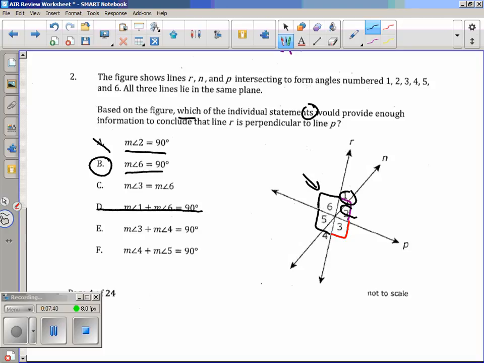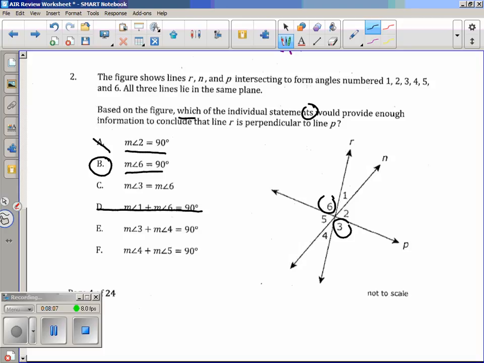Angle 3 equaling angle 6. So that's a little tricky. Angle 3 and angle 6 are vertical angles, and vertical angles are always going to be equal, no matter whether they're 90 or not. So knowing that they're equal doesn't make it necessarily 90.